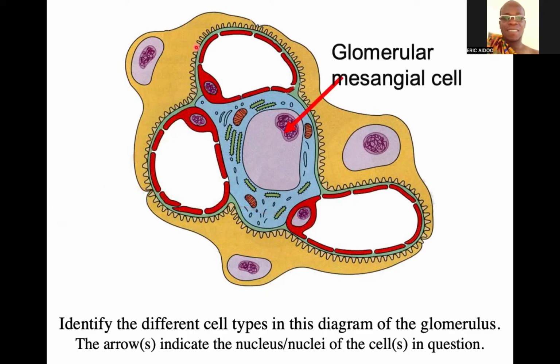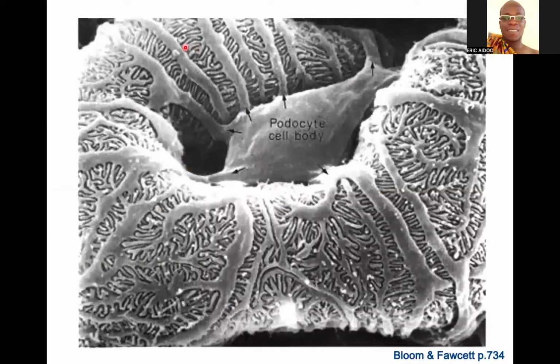That's the glomerular mesangial cells. In another scanning electron micrograph, you find podocytes with the cell body and primary foot processes, with the arrows showing, and then secondary foot processes.